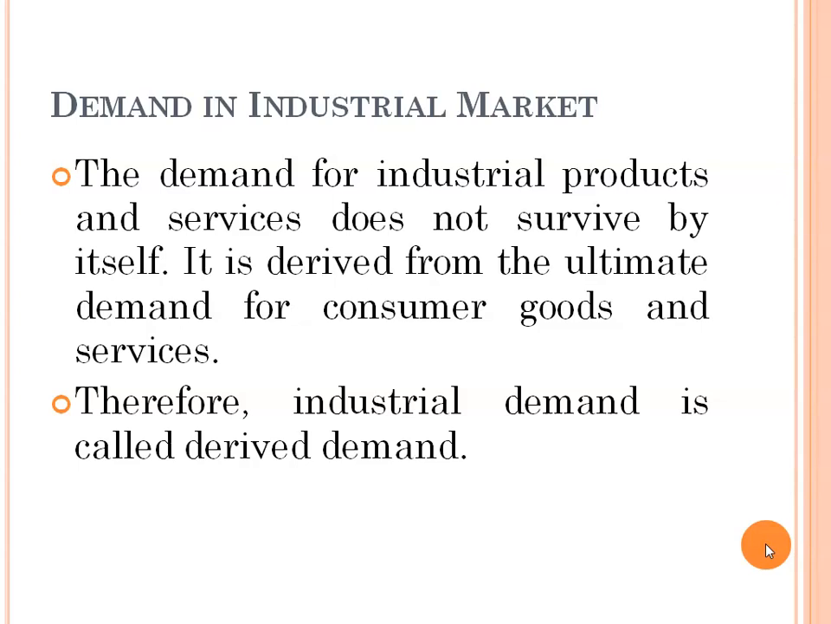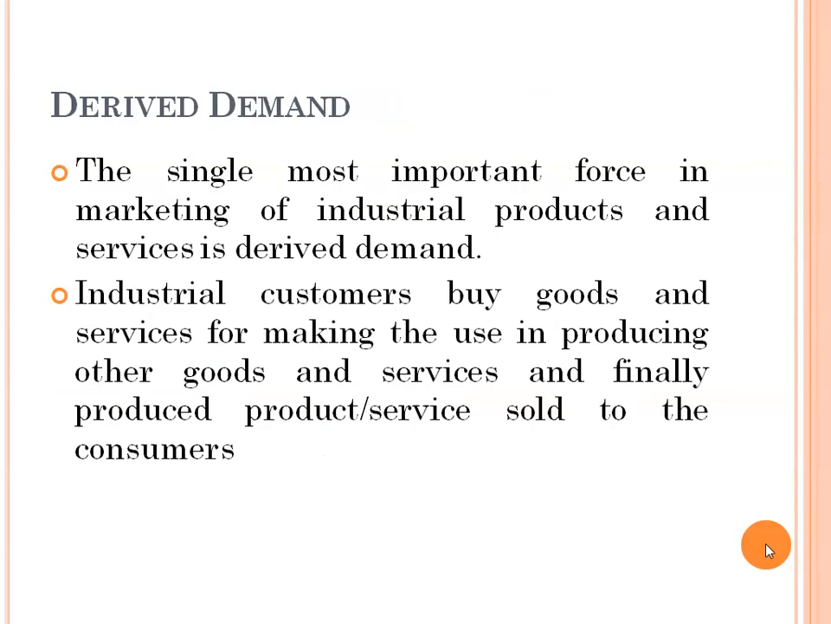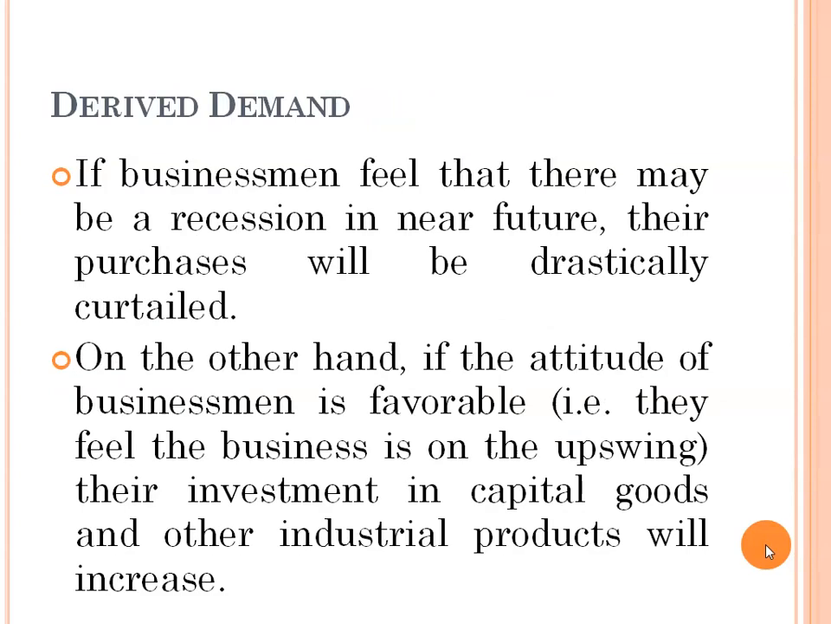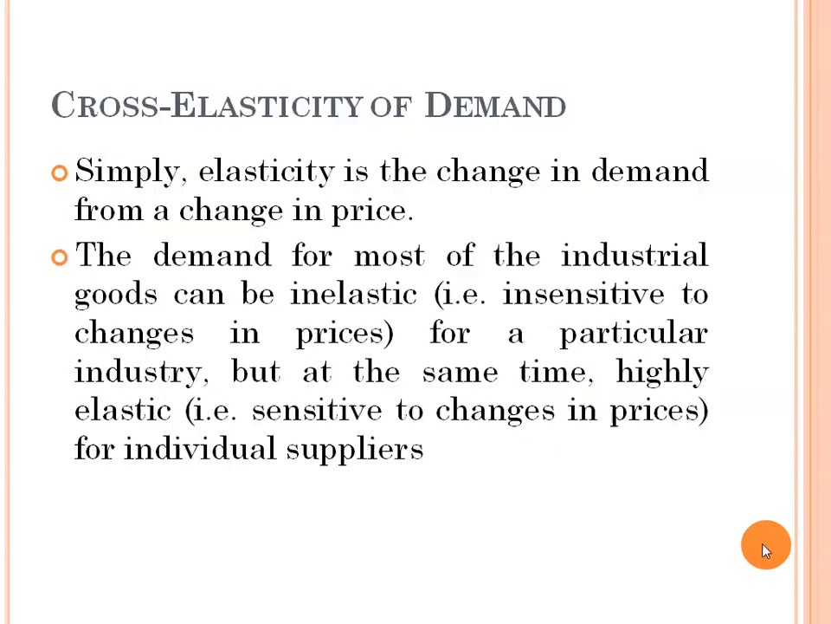Also, demand in the industrial market. The demand for industrial products and services does not survive by itself. It is derived from the ultimate demand for the consumer goods and services. So it is indirect that way. Therefore industrial demand is called derived demand. Sometimes the demand for the industrial product is also called joint demand, where the demand for a particular product depends on its use along with the existence of other product or products. Cross elasticity of demand exists for some substitute products in industrial markets. So that is what I have explained as derived demand, joint demand and cross elasticity of demand.